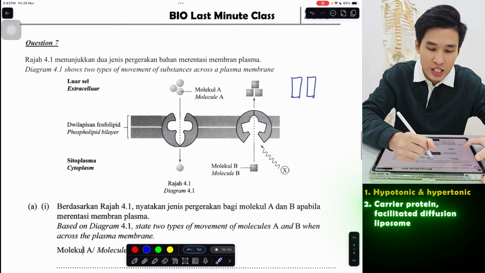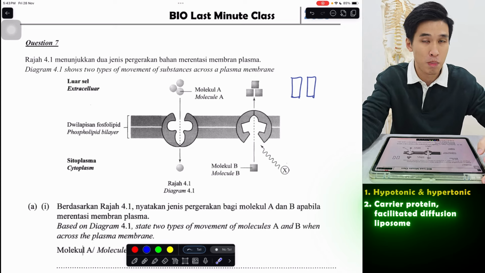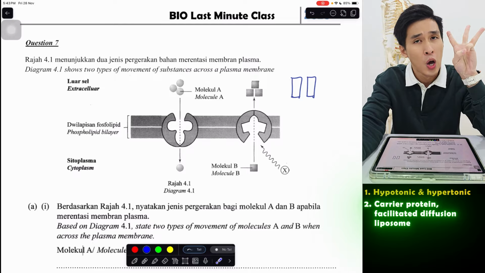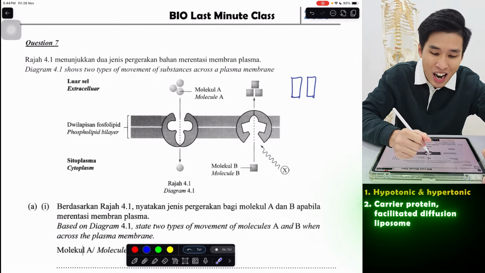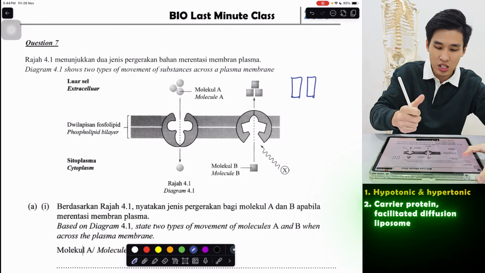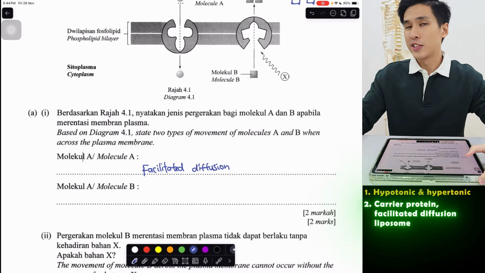So A, you can see is going from high to low. Definitely, I know it's a type of passive transport, but remember, you cannot write the answer passive transport because there are three passive transport. You're going to specifically state which passive transport. So passive transport at carrier protein, at proteins in general, there's only one answer. The answer is facilitated diffusion. So how do I know it's facilitated diffusion?